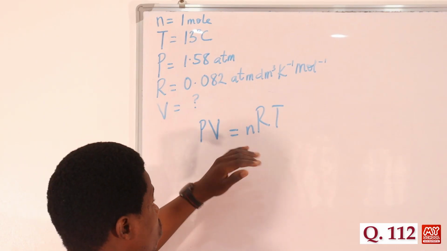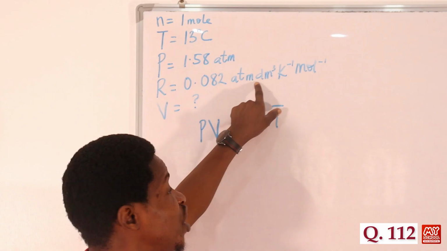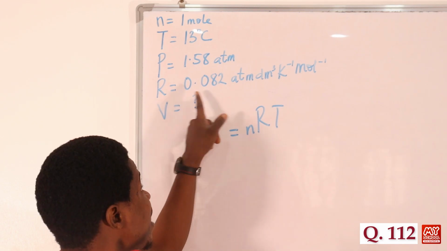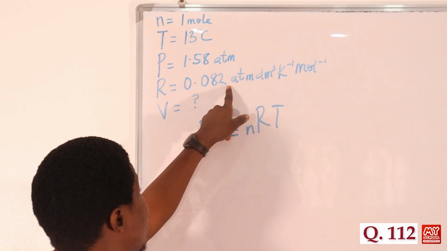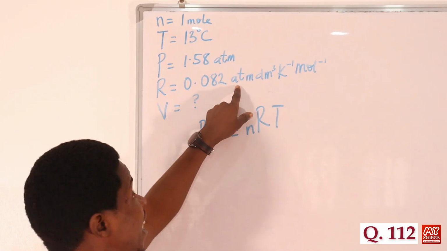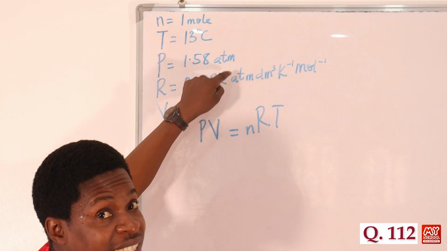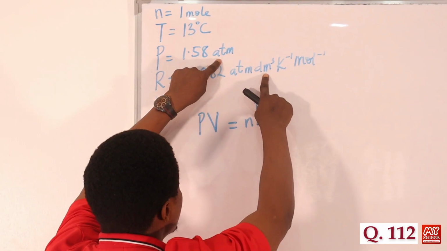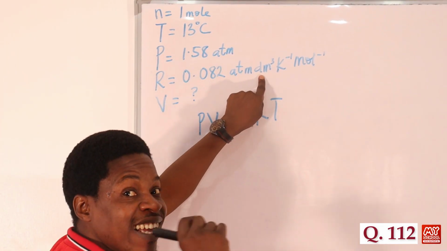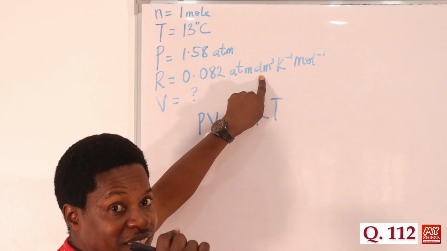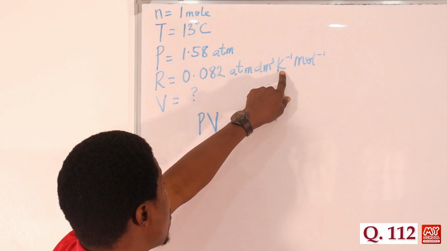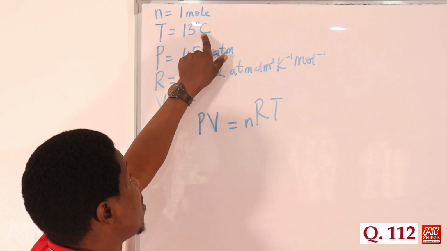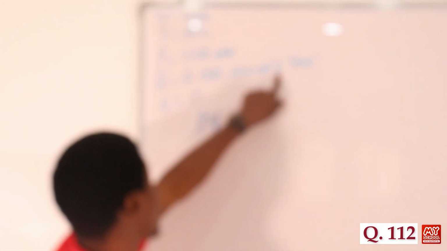But before we go on to solve this, please ensure that you look at the unit of the gas constant. It is very important because whatever unit the gas constant is in is what the unit of all the parameters given must be in. We have atm for pressure, dm cube for volume, so your answer must be in dm cube. Then we have per Kelvin, which is your temperature. The temperature we're given is in degrees Celsius, so you must convert from degrees Celsius to Kelvin because the unit in this constant was Kelvin.